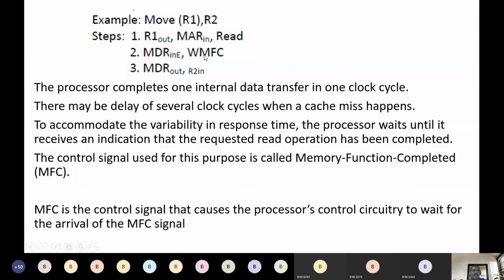So when this is done, MDR will receive that value from main memory. Maybe it is then transferred to the R2 register.